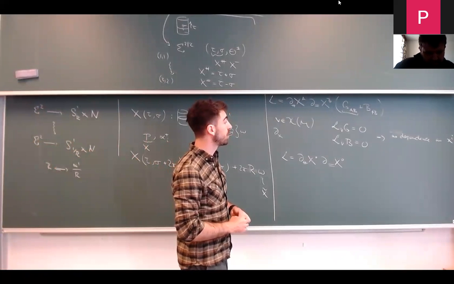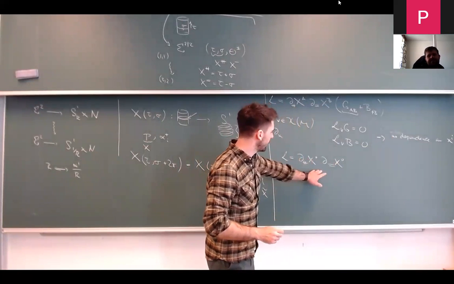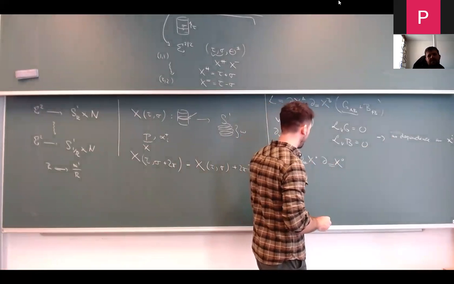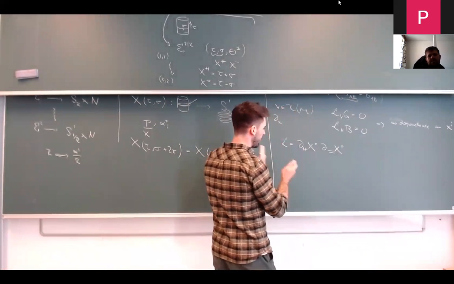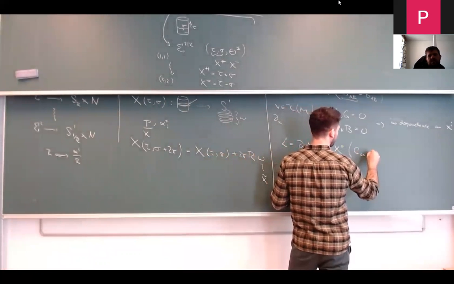Right. So let's choose that index to be 0 for now, the isometric direction, and then split that Lagrangian into the isometric part and the rest.